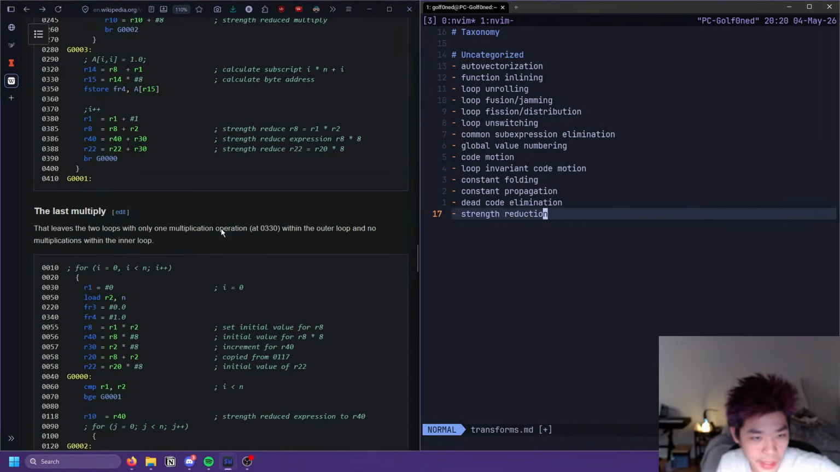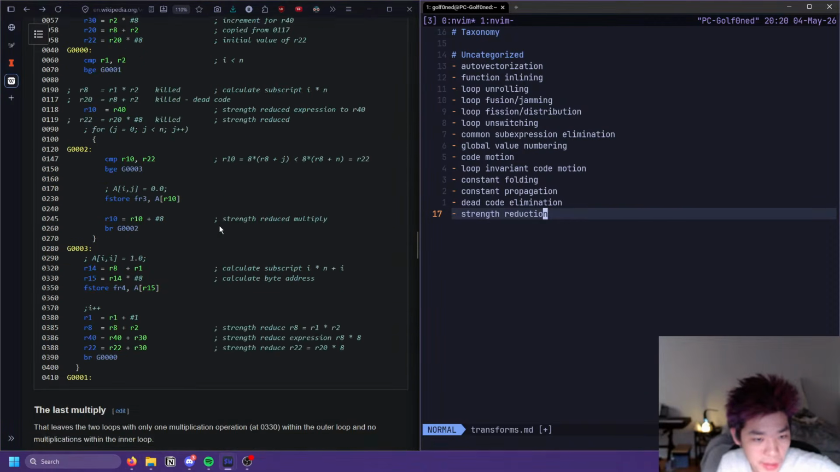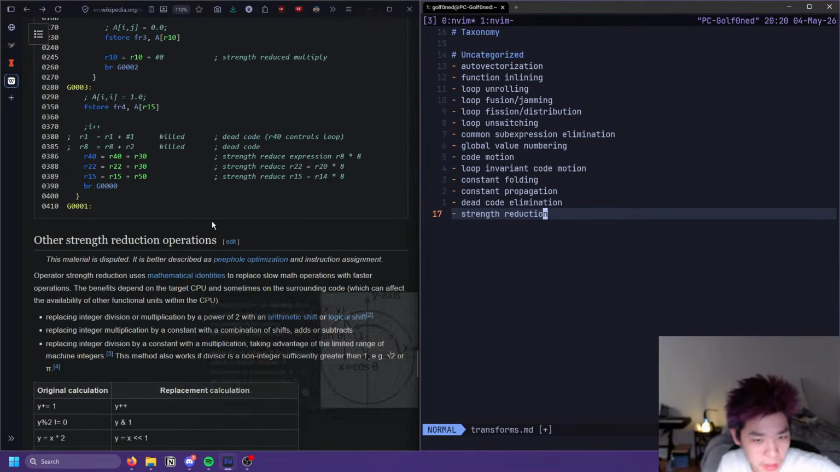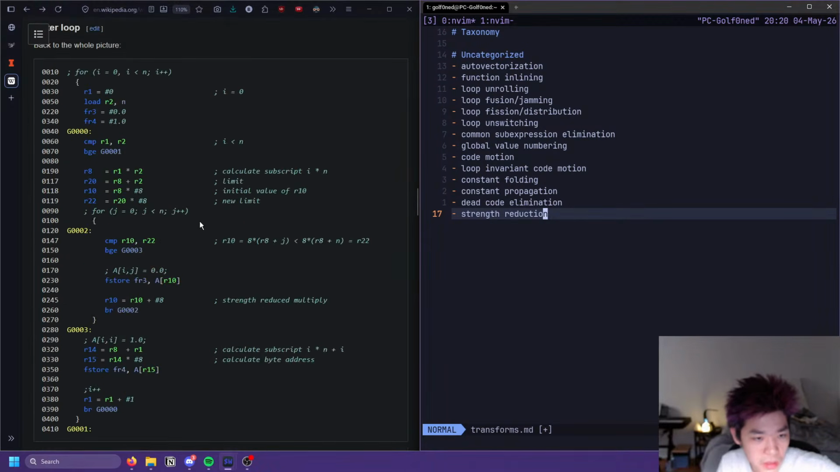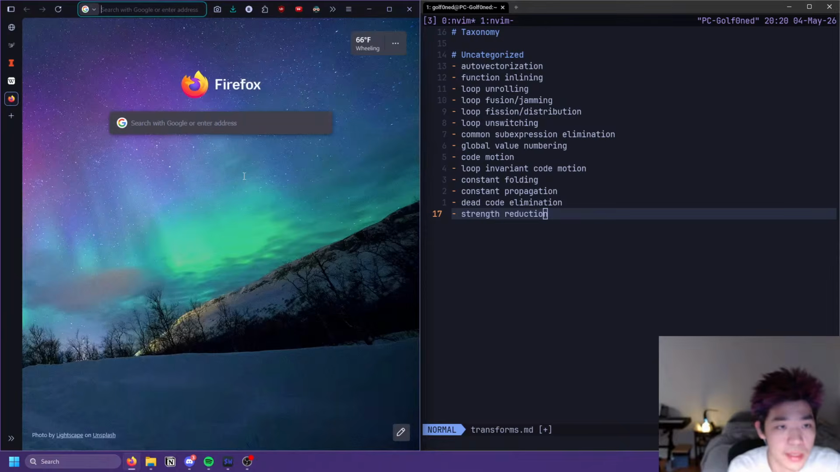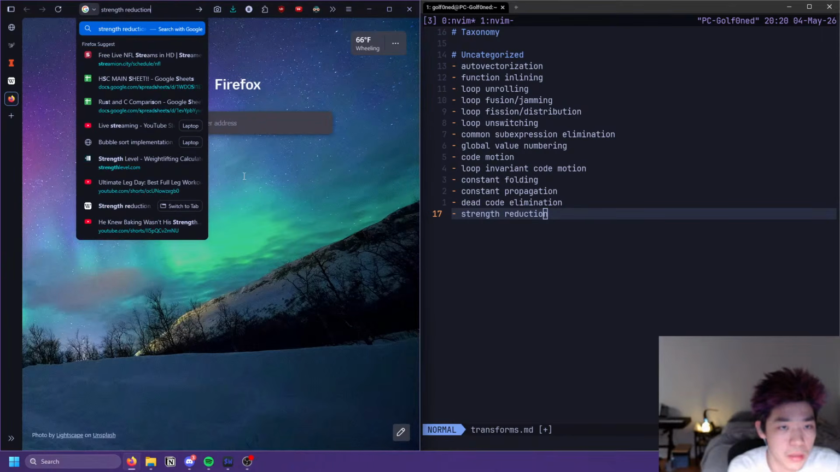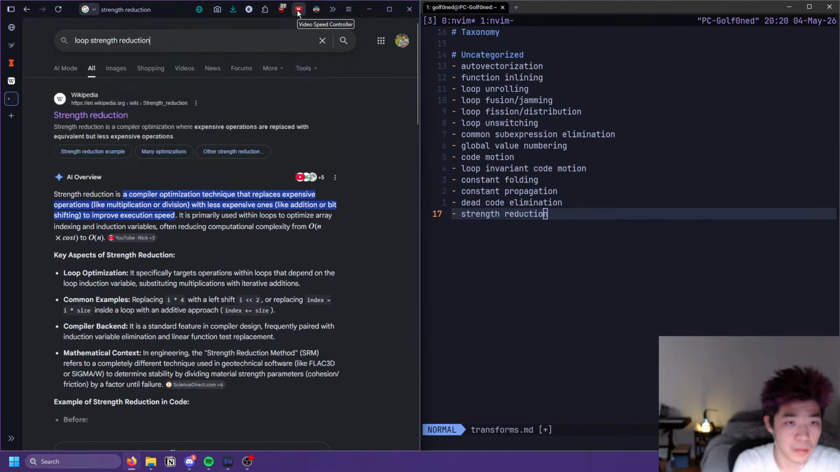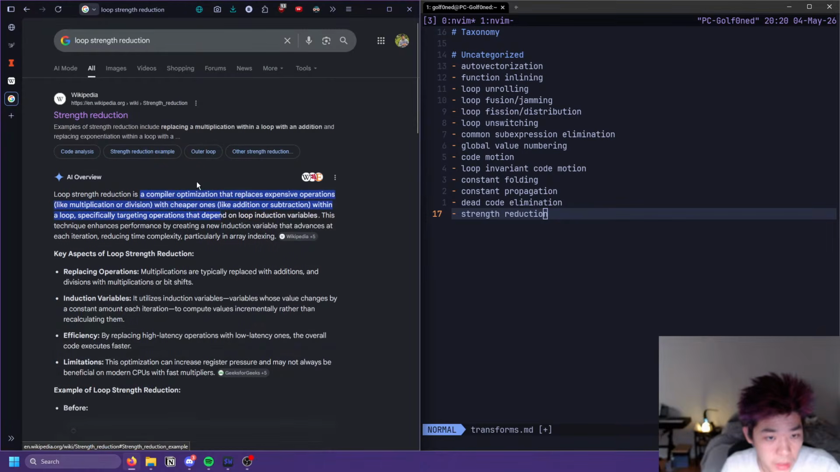Okay, so it seems like there's a couple main categories for strength reduction. Is there a better way that we can categorize this? Loop strength reduction.